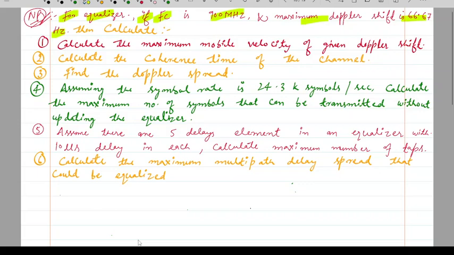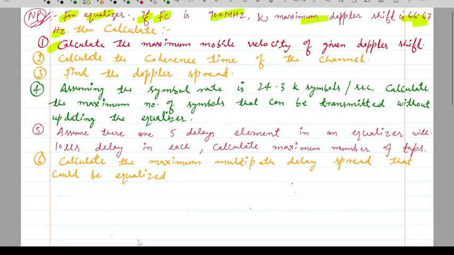So basically, the variation in the frequency is known as the Doppler shift. Here the maximum Doppler shift value we have considered is 66.67 hertz. So we will calculate the following parts of this numerical. Let's understand one by one.